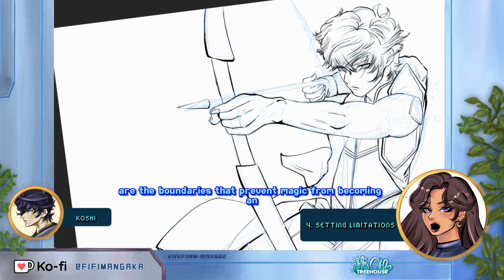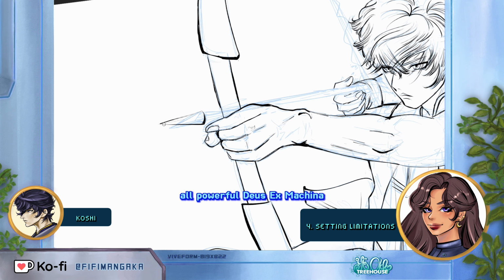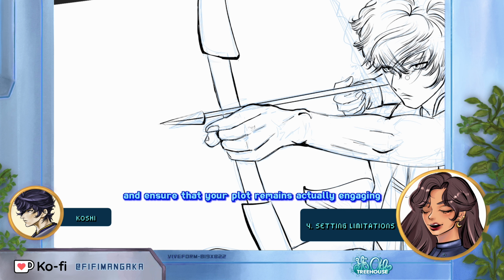Limitations are the boundaries that prevent magic from becoming an all-powerful deus ex machina solution to every problem in your story. These constraints are necessary to maintain tension, challenge your characters, and ensure that your plot remains actually engaging. Here's what I like to think about when working on the power system for Ye Olde Treehouse.